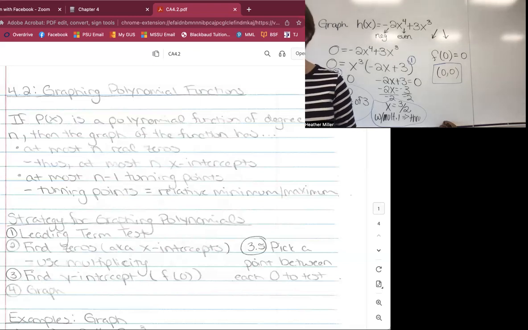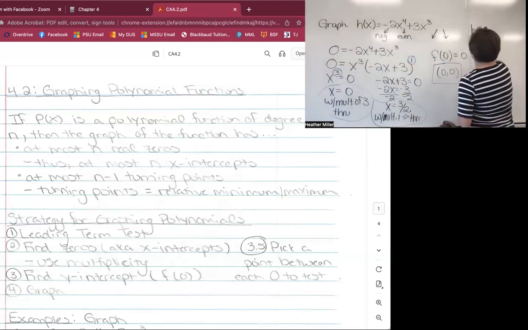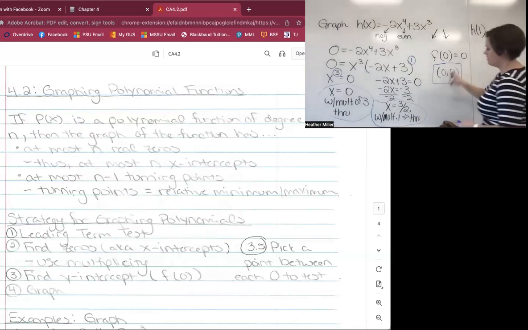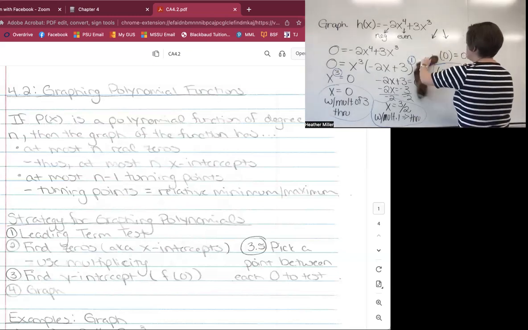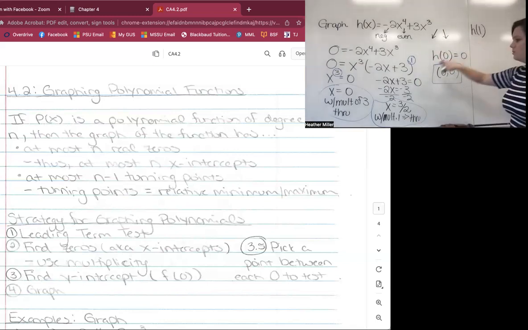All right, so now it says pick a point to test. So pick a point between our zeros. If we have a 0 at 0, and we have a 0 at 3 halves, then I'm going to pick a 0 at 1 and see what's going on there. So I'm going to find h of 1, since they gave it to us originally as an h of x function. Because 1 lies between 0 and 3 halves, I'm going to test this point out.